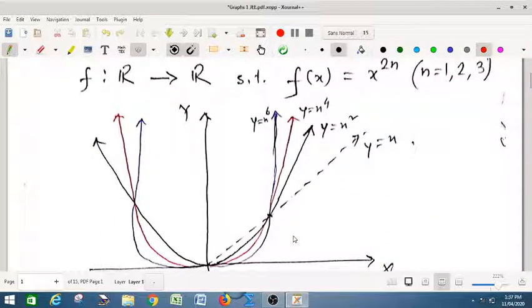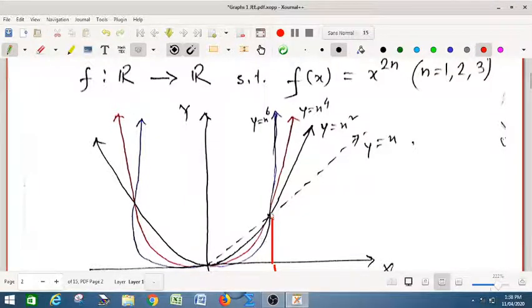Again we have algebraic functions like x to the power 2n, n is equal to 1, 2, 3. So for 1, 2, 3 we have drawn the graph: x square, x to the power 4 and x to the power 6. Look at that, if 0 less than x, this point is 1, this point is 1. So if x is between 0 to 1, then x square is greater than x to the power 4, x to the power 4 is greater than x to the power 6. So that is why the x square graph is upper, then x to the power 4, the red line, and the blue line is x to the power 6.